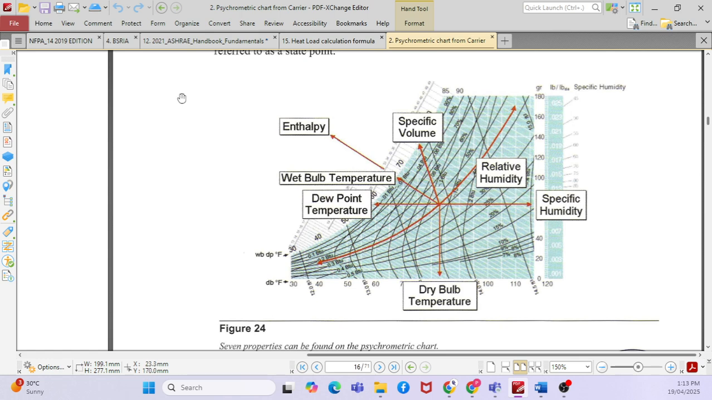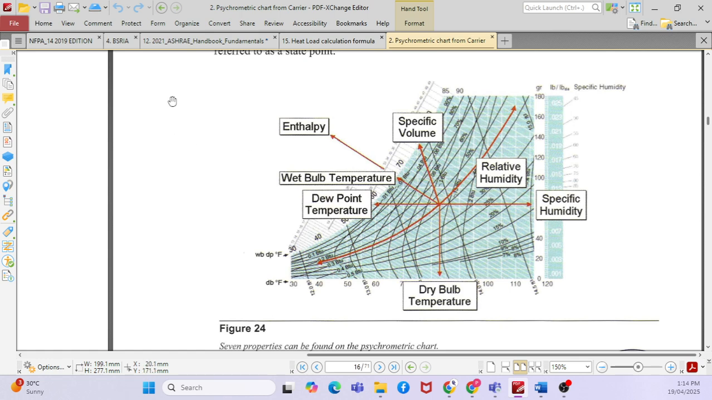Say, for example, you want to calculate a sensible load, Q = m Cp delta T. You have two temperatures, the temperature here and the temperature here, right? So this is the sensible load. Remember, you might have seen it before, right?